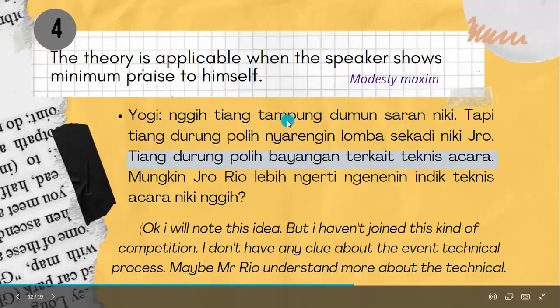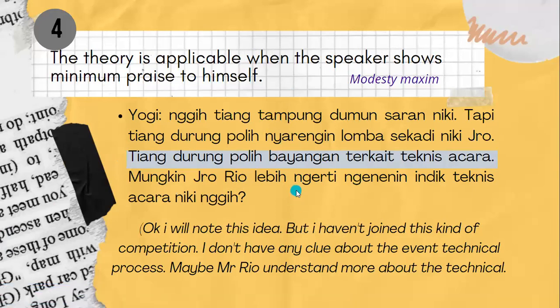Okay, and then we move to the next maxim. So the theory of politeness is also applicable when the speaker shows minimum praise to himself. This is closely related to the modesty maxim. We have the utterance here.